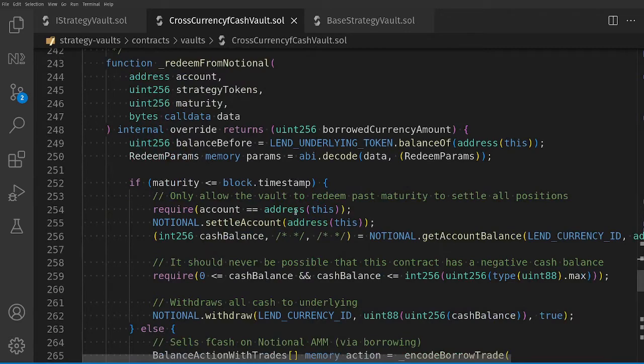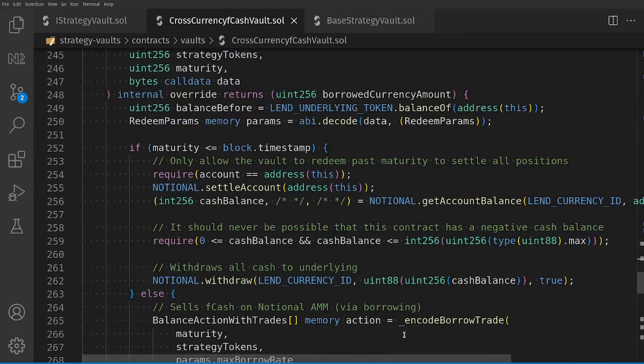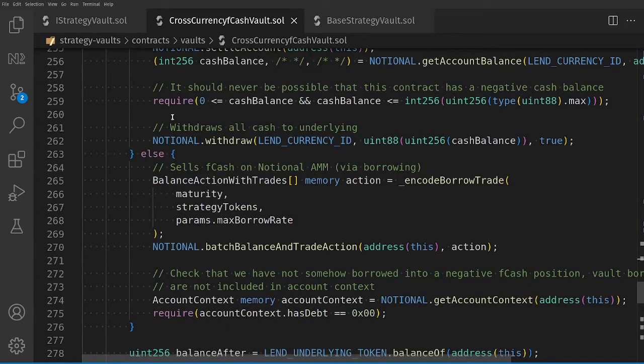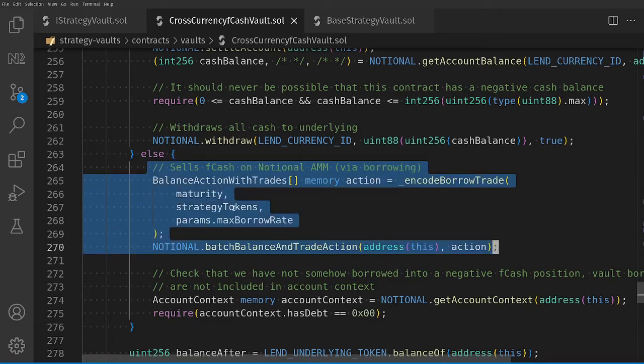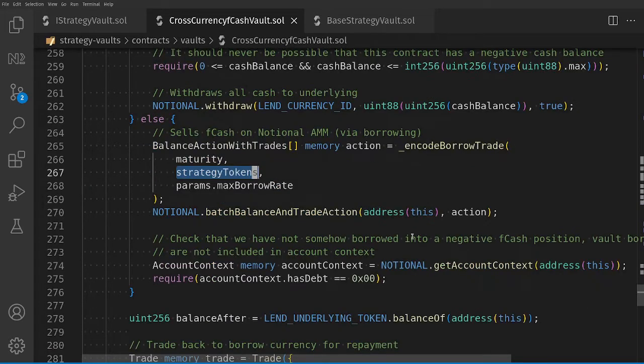On redemption, we have 2 options for redemption. So we'll take a look at redeeming prior to maturity first. So redeeming prior to maturity on notional entails selling the fCash back to the AMM. So this is also considered borrowing. Now the account is not going to go into debt here. It's going to reduce its lending balance. So what we do here is we'll encode that trade, given the number of, in our example, fDAI that we want to sell.